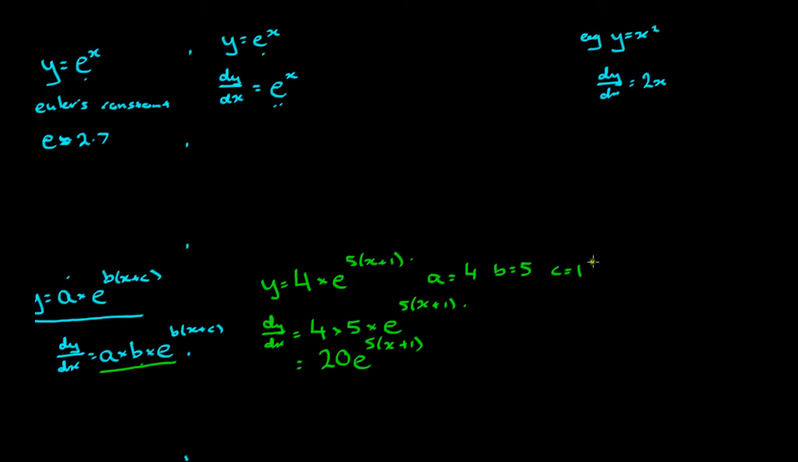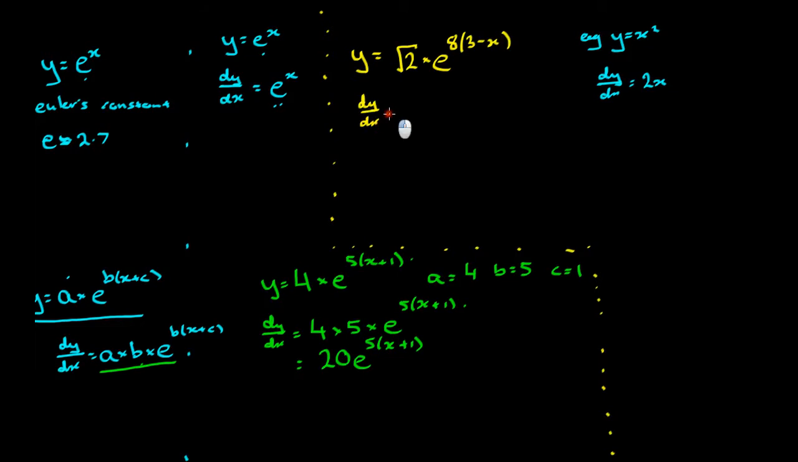Let's have a look now at a more difficult example. y is equal to root 2 times e to the power of 8, 3 take x. dy dx is equal to root 2 times negative 8 times e to the power of 8, 3 take away x.